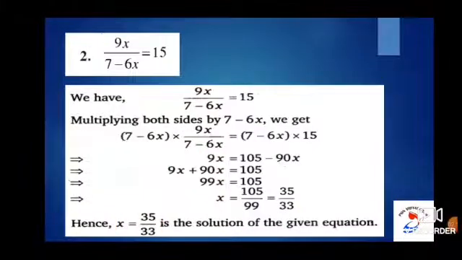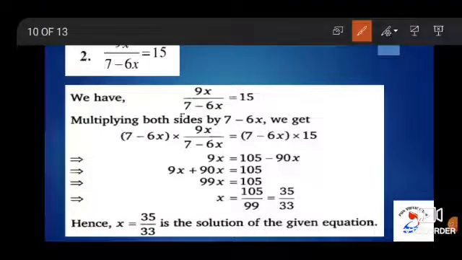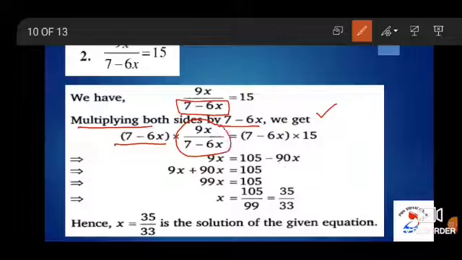Now we'll move on to sum number 2 of the same exercise. The question is 9x by (7 minus 6x) is equal to 15. So we will see how to solve this one. We have the denominator as 7 minus 6x. So what I am going to do is multiply by 7 minus 6x on both sides. So (7 minus 6x) into 9x by (7 minus 6x) is equal to (7 minus 6x) into 15.